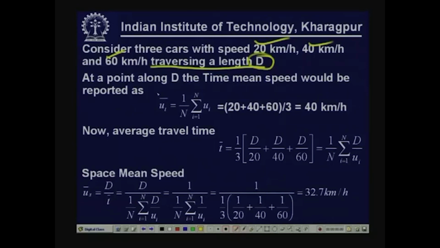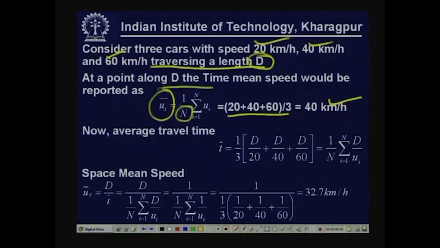Therefore, at a point, what is the time mean speed? We have observed 3 vehicles, one travelling at 20 kmph, another at 40 kmph and another at 60 kmph. So, the time mean speed u_t is nothing but (20 + 40 + 60)/3, so 40 kilometers per hour. So, if u_i is the speed of vehicle i, then it is the sum over u_i, where i equals 1 to n, divided by the number of vehicles n.